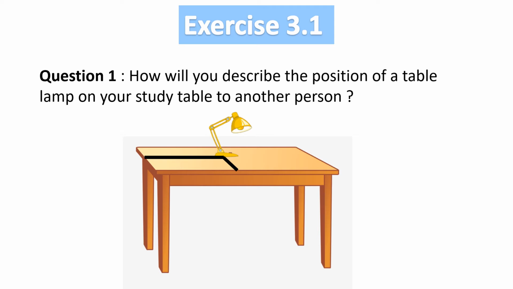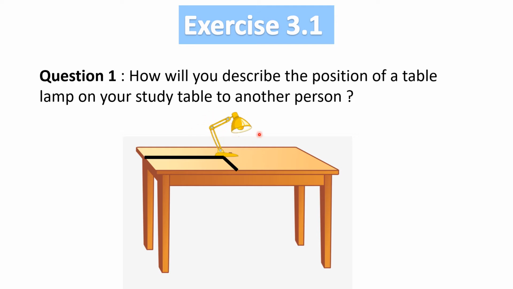So the next one, we'll be starting with our exercise 3.1. Actually, both the questions of exercise 3.1 are likely not to be asked in the exam, but we have to do it. So the first question we'll do, the second question we'll do as an assignment. The first question: how will you describe the position of a table lamp on your study table to another person? Suppose you have a study table, right? And on that you have a study lamp, okay?